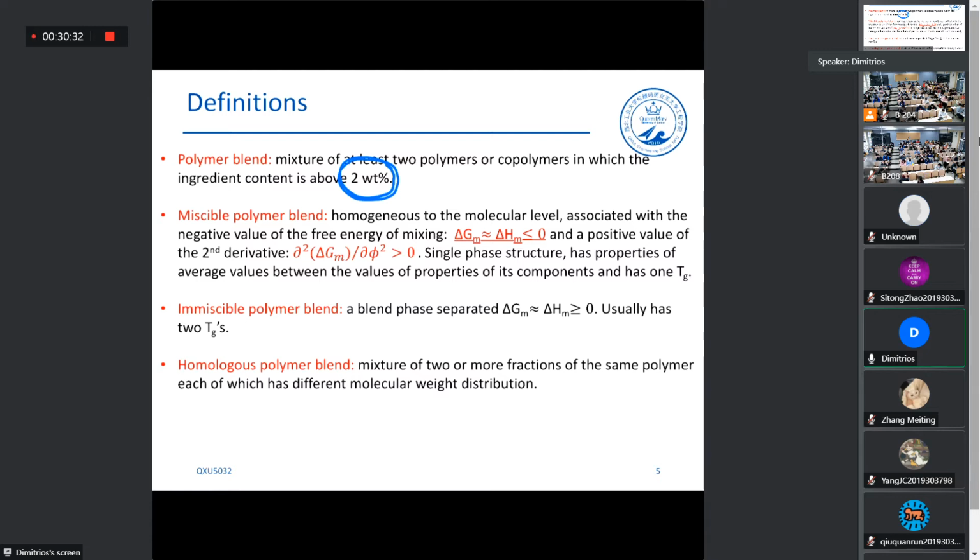Okay? So for ratios between 98/2 and 2/98, we have a polymer blend. That can be, I don't know, 70/30, 10/90, 5/95, it doesn't really matter, okay? So the minimum amount of a polymer within the other polymer in order to create a polymer blend is 2 weight %.